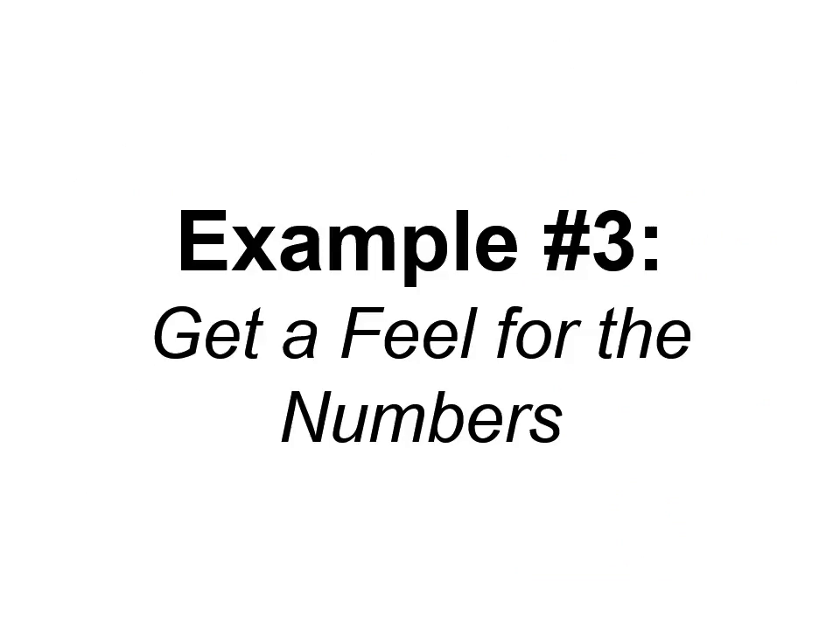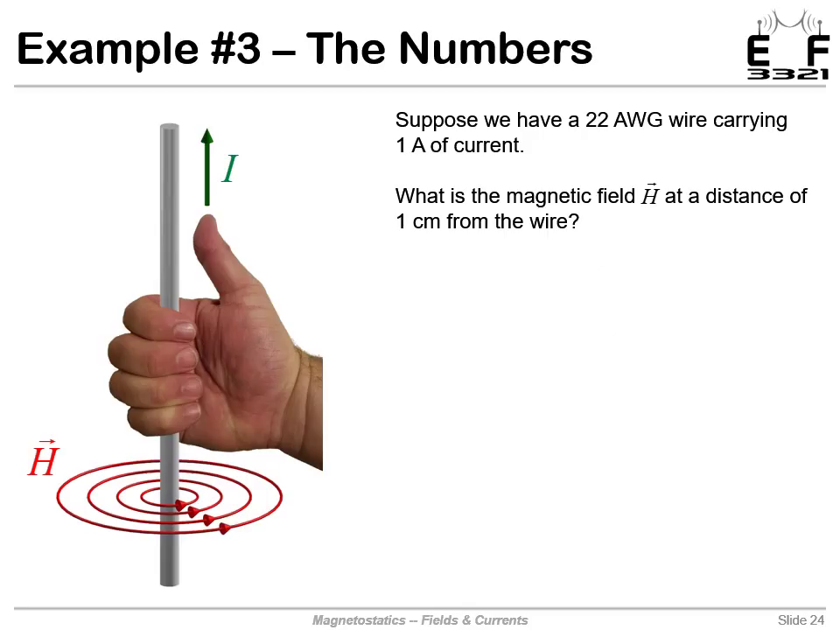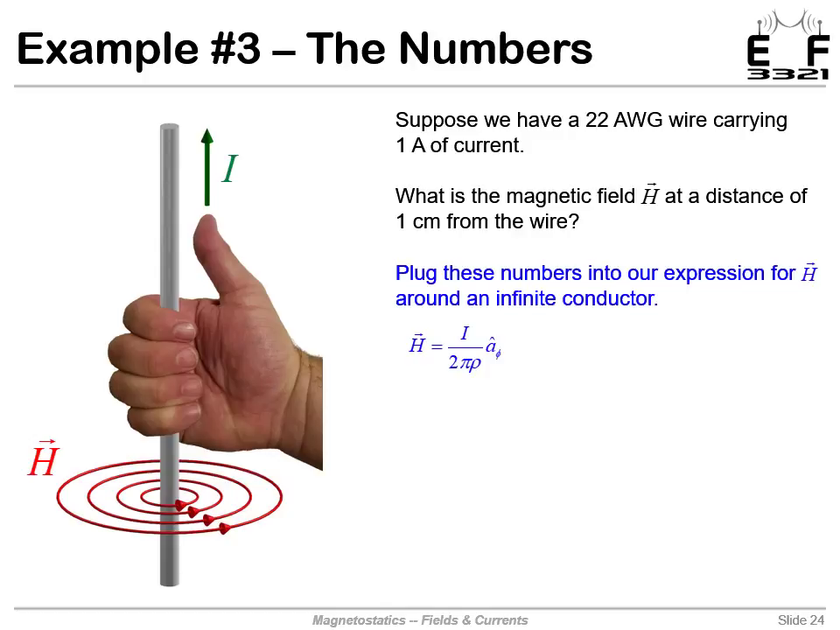Now let's get a feel for these numbers. So suppose we have a 22 AWG wire carrying 1 amp of current. That's a very typical wire we'd have in our circuit lab. So what is the magnetic field 1 centimeter from the wire? Well, we have an expression for the magnetic field around an infinitely long wire, and it's a nice, good, easy, clean expression, so that's what we'll use for our wire.